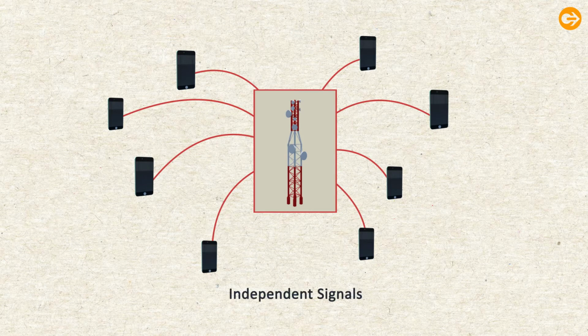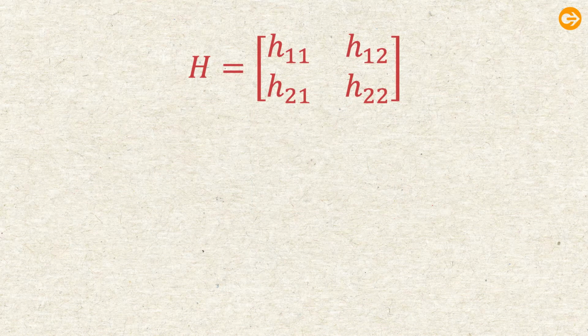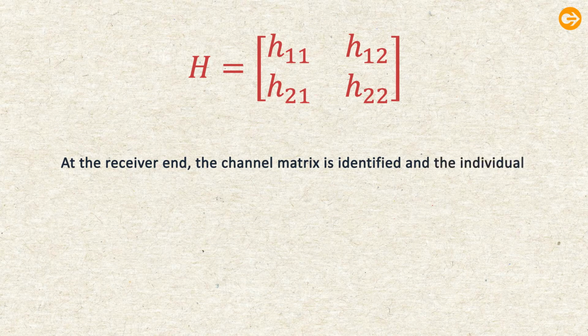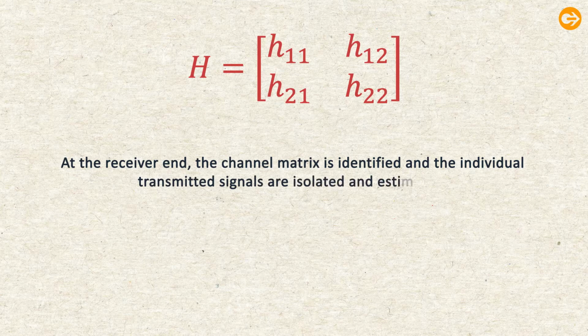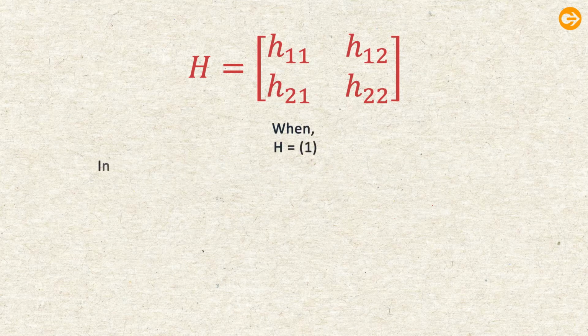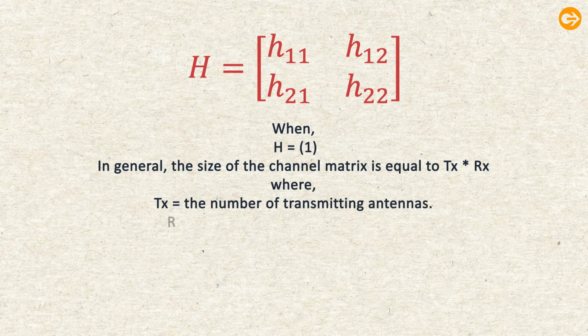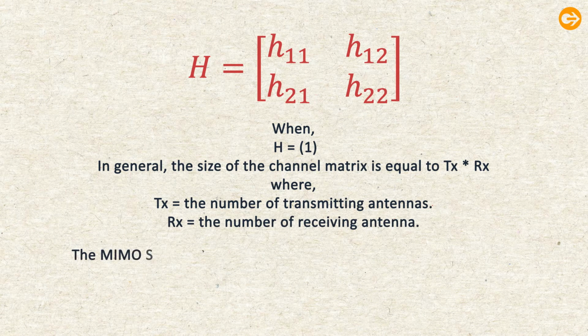To recognize the independent signals that are transmitted in MIMO systems, a channel matrix H is formed. At the receiver end, the channel matrix is identified and the individual transmitted signals are isolated and estimated. In general, the size of the channel matrix is equal to Tx into Rx, where Tx is equal to the number of transmitting antennas and Rx is equal to the number of receiving antennas. The MIMO system can be represented as Tx, Rx elements.